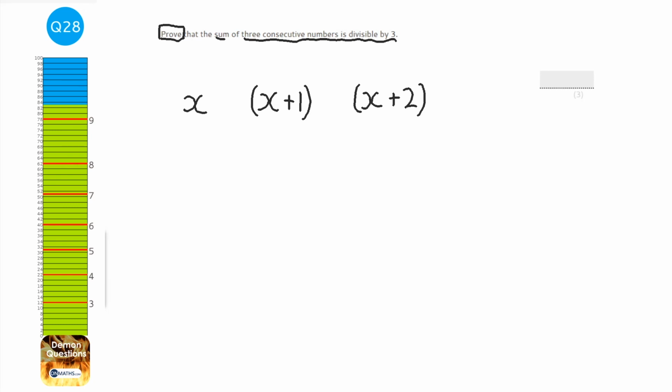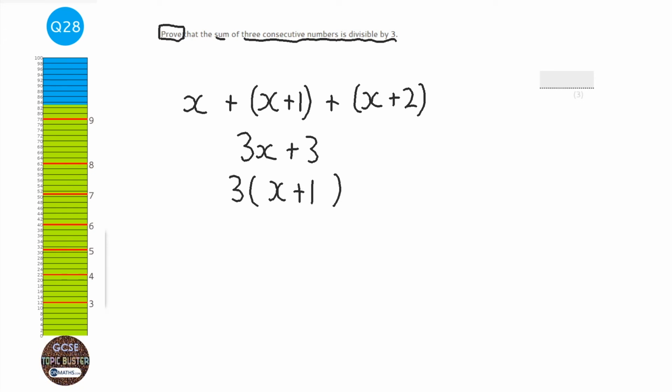And it says the sum, so what we're going to do is we're going to add these three numbers together. So x plus x plus x is 3x. 1 plus 2 is 3. Now, this hasn't proved that they're divisible by 3 yet. All I need to do now is factorize this out. So I'm going to divide each of those by 3. Now that is proof that they are divisible by 3, because if you times any number by 3, it will be in the 3 times table. So my proof is this bit here, and I could write a sentence saying any number that I times by 3 will be divisible by 3. And that's all you need to put in.